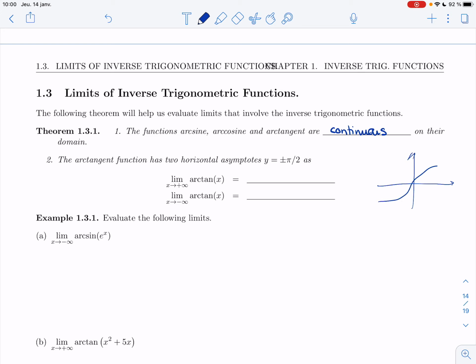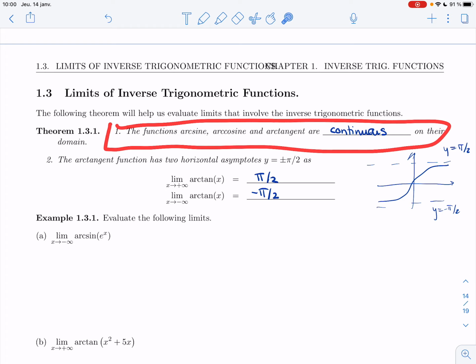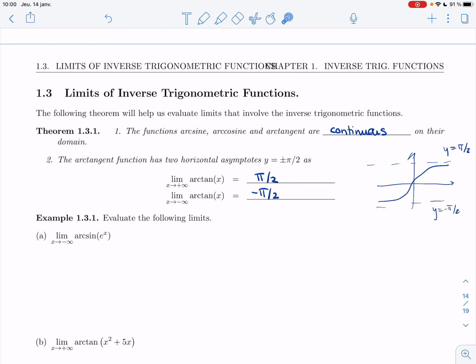Remember the arctan looked like this. This was minus pi on 2. This was pi on 2. And so if I go to infinity, I'll get a limit of pi on 2. If I go to minus infinity, that's this way, I'm approaching a height of minus pi on 2. All right, so I want to use these two limits and also the fact that the functions are continuous to evaluate other limits involving arcsine and arctan.